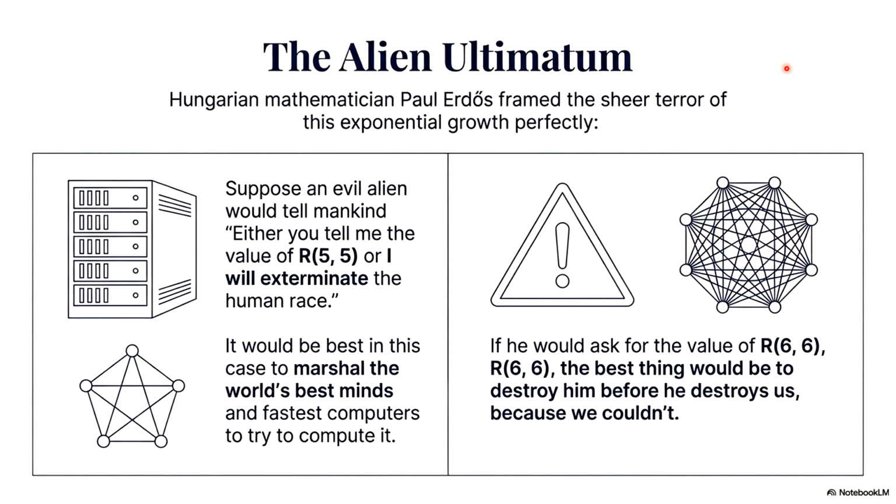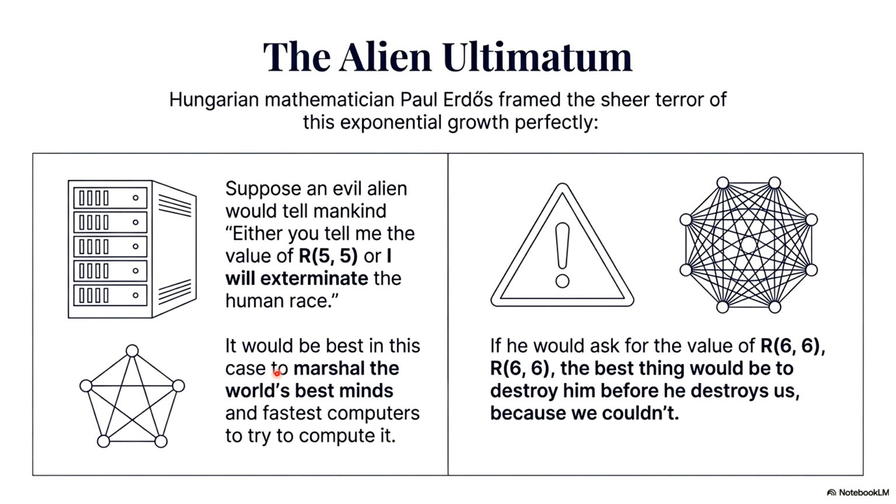This is kind of interesting. I thought it was humorous. It came from Notebook LM. The Hungarian mathematician Paul Erdős, who also worked in this topic, had this statement about the alien ultimatum. He said, suppose an evil alien would tell mankind, either you tell me the value for R(5,5), and we saw that we don't know what the exact value is yet, or I will exterminate the human race. In that case, he said it would be best to marshal the world's best minds and fastest computers to try to compute it.